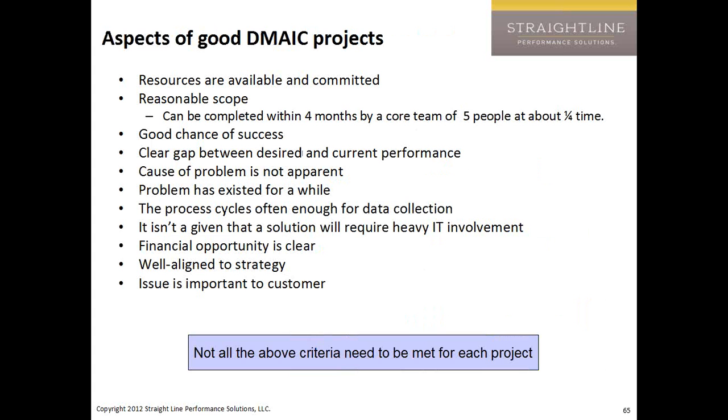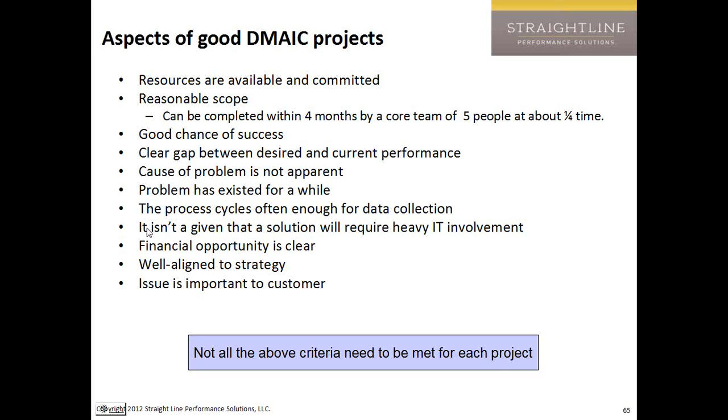Here are some aspects of really good projects. There are resources available and committed, reasonable scope, good chance of success, a gap between desired and current performance, the cause of the problem is not apparent, and it's existed for a while. Process cycles enough for data collection. That's sometimes a problem when people do projects related to project management or product development. They don't cycle quick enough to get the high-level metrics. So you've got to use other metrics to be able to measure that. This doesn't mean that you can't do the projects. It just means that you have to think a little bit harder about the metrics that you use.